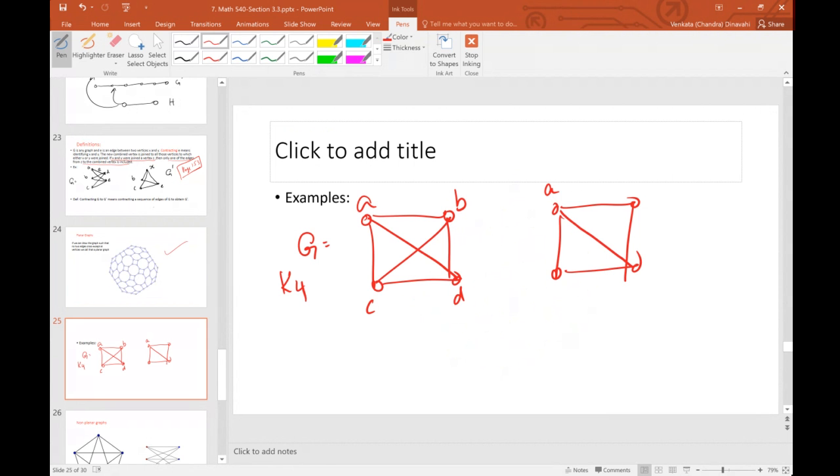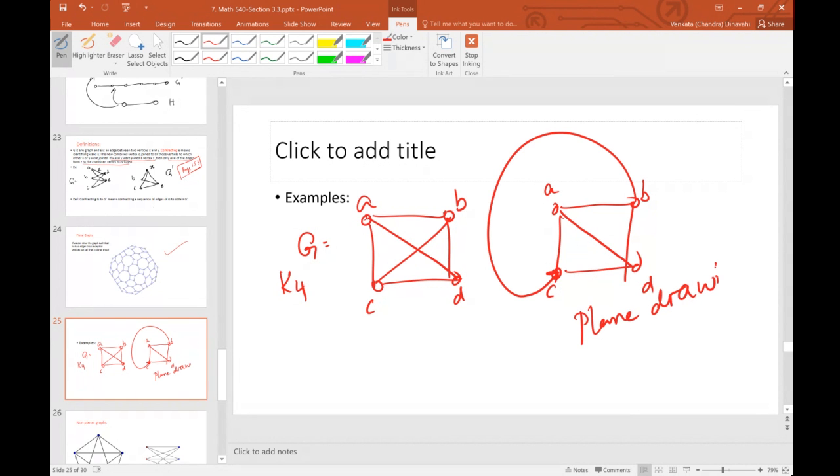This is going to be there. Now no edges are crossing each other. Now I'll take from B to C and connect it like this. So both are exactly the same graph, but this is called a plane drawing of the graph. That is the reason you will call K4 a planar graph. That means I can draw this graph so that no two edges cross each other. So take any graph, if you can redraw it so that no two edges cross each other, you will call that graph a planar graph.